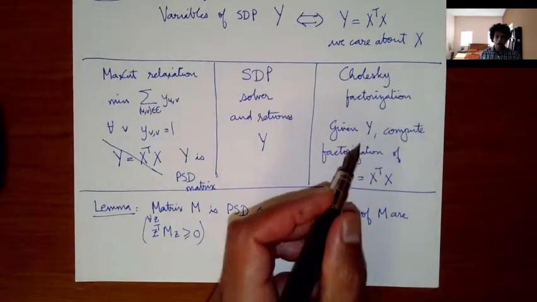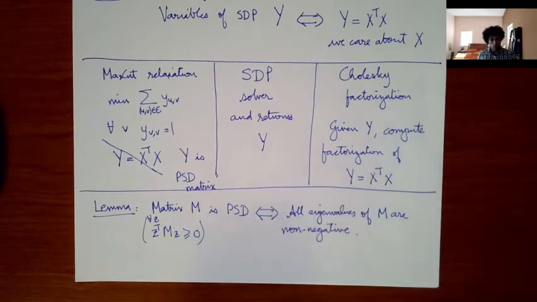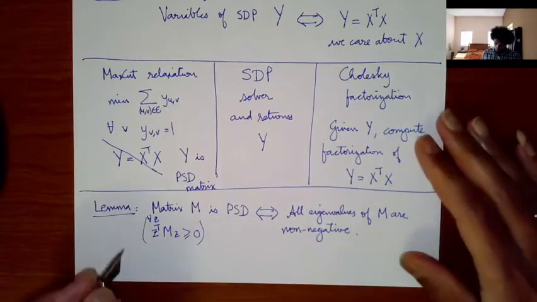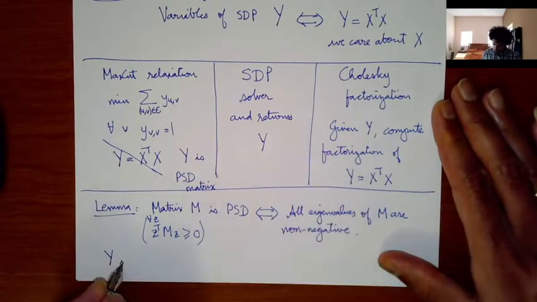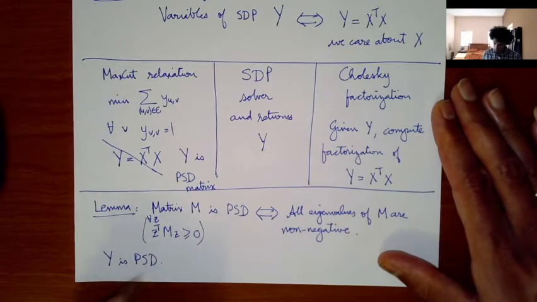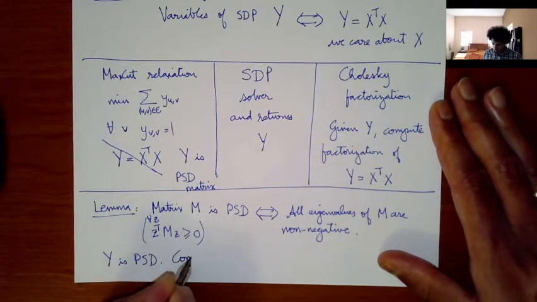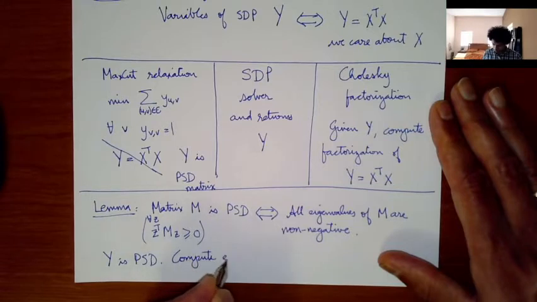Okay, so how do you get a Cholesky factorization? There are more efficient methods than what I'm going to tell you, but what I'm going to tell you hopefully will give you some intuition behind it. So we start with Y. Y is PSD. We can compute the eigen decomposition.